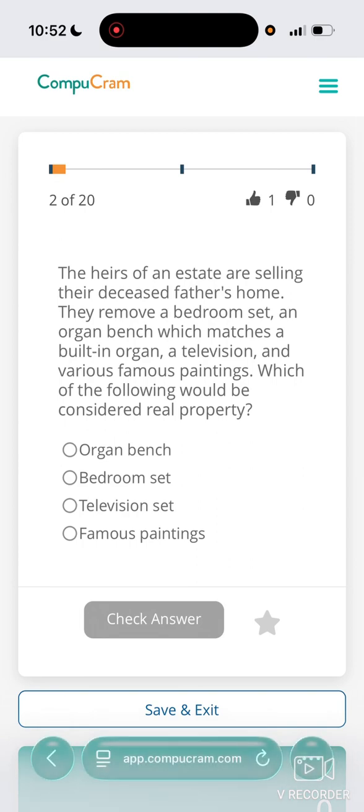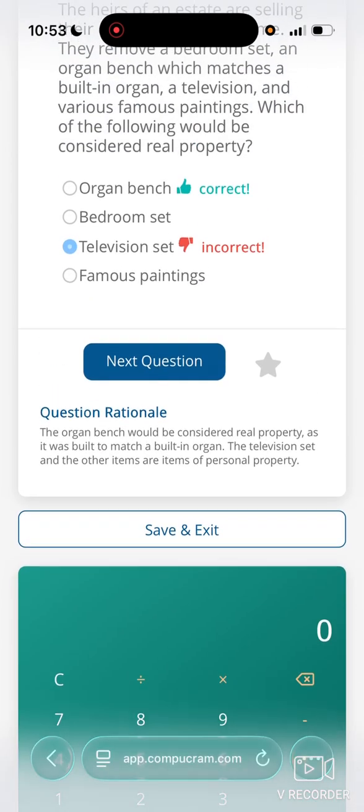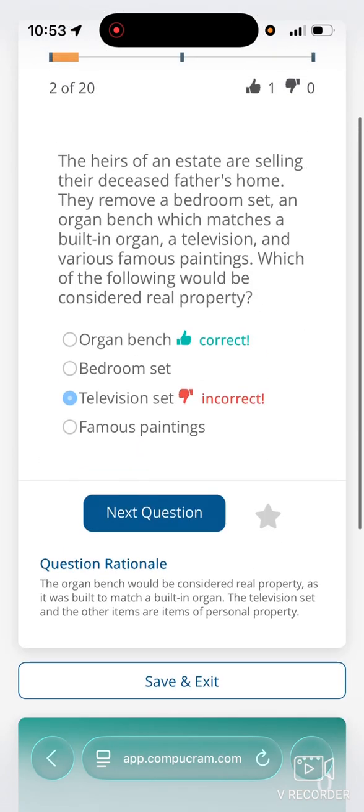Next question. The heirs of an estate are selling their deceased father's home. They remove a bedroom set, an organ bench, which matches a built-in organ, a television, and various famous paintings. Which of the following will be considered real property? The organ bench? Okay. The organ bench will be considered real property as it was built to match a built-in organ. The television set and other items are items of personal property. You got to know the difference between real property and personal property.